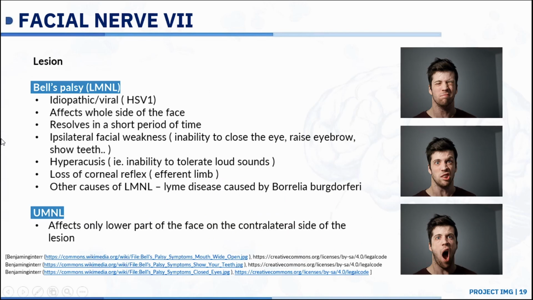Facial nerve 7 lesion. Bell's palsy, LMNL. Idiopathic, viral, HSV-1, affects the whole side of the face and resolves in a short period of time. Ipsilateral facial weakness, inability to close the eye, raise the eyebrow, or show teeth.